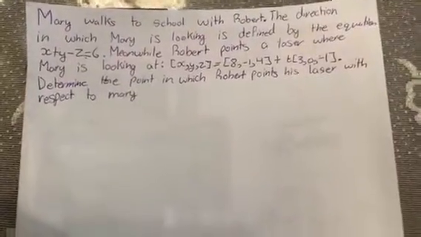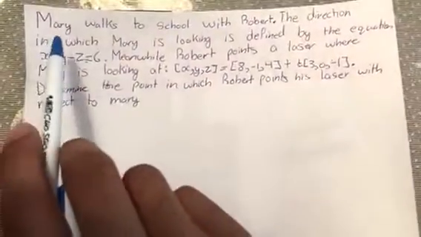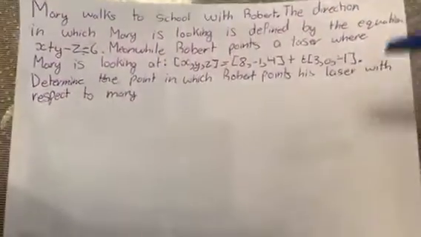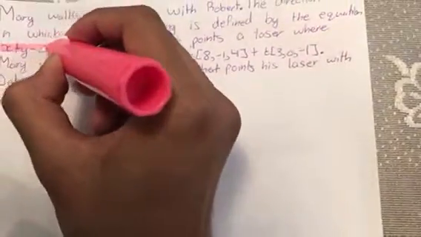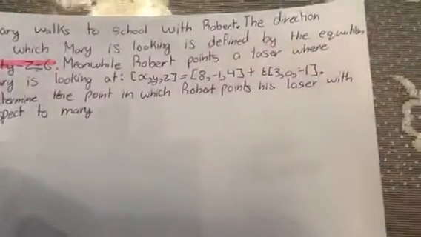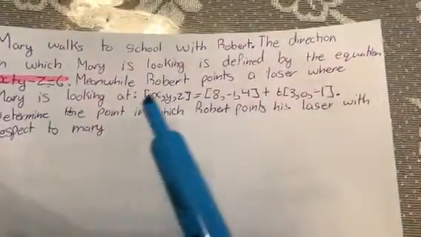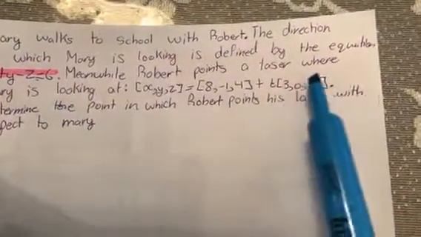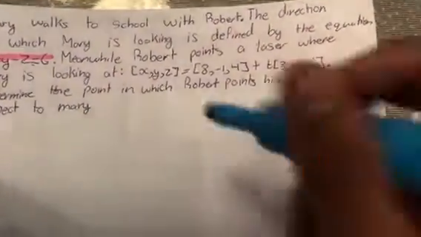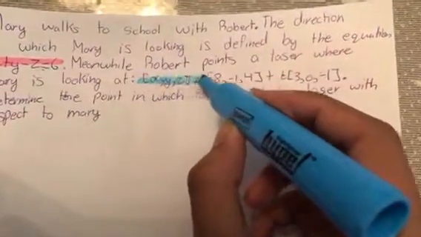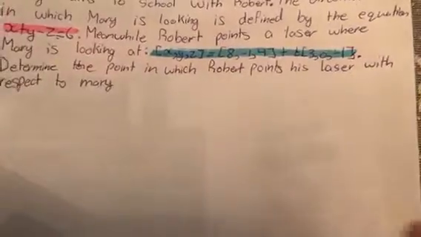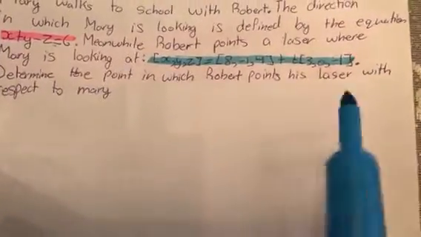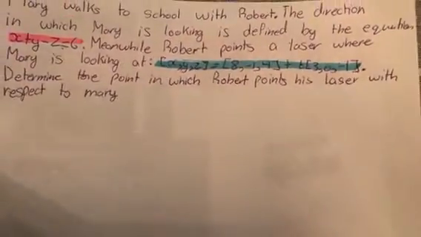Now let's do an application problem. In this question, it states Mary is walking to school with Robert. The direction in which Mary is walking is defined by the equation x plus y minus z equals 6. Meanwhile, Robert points a laser where Mary is looking at, expressed by this equation. Determine the point in which Robert points his laser with respect to Mary.